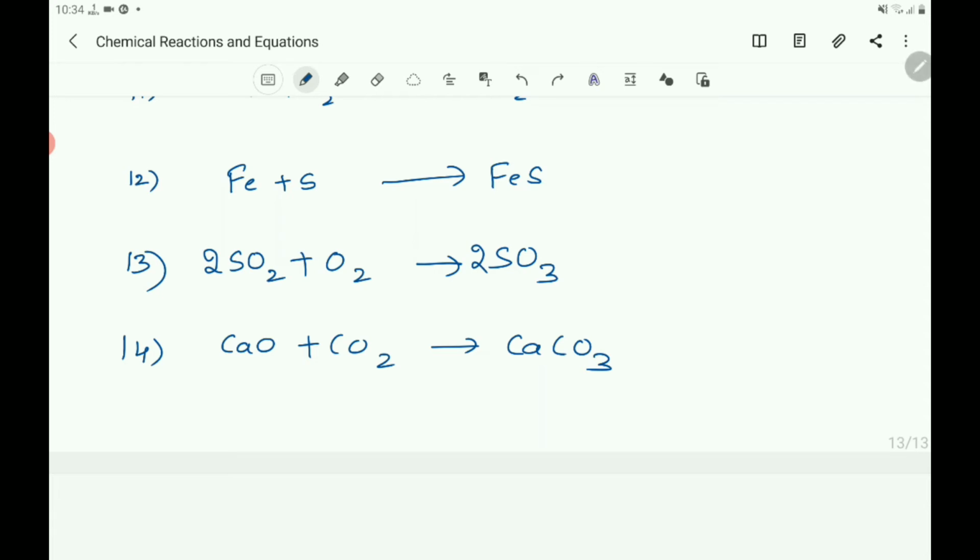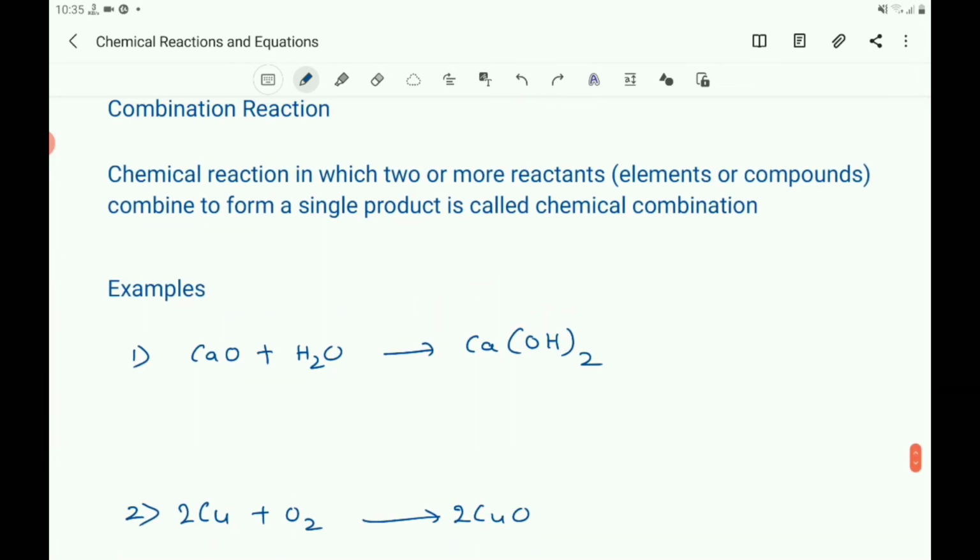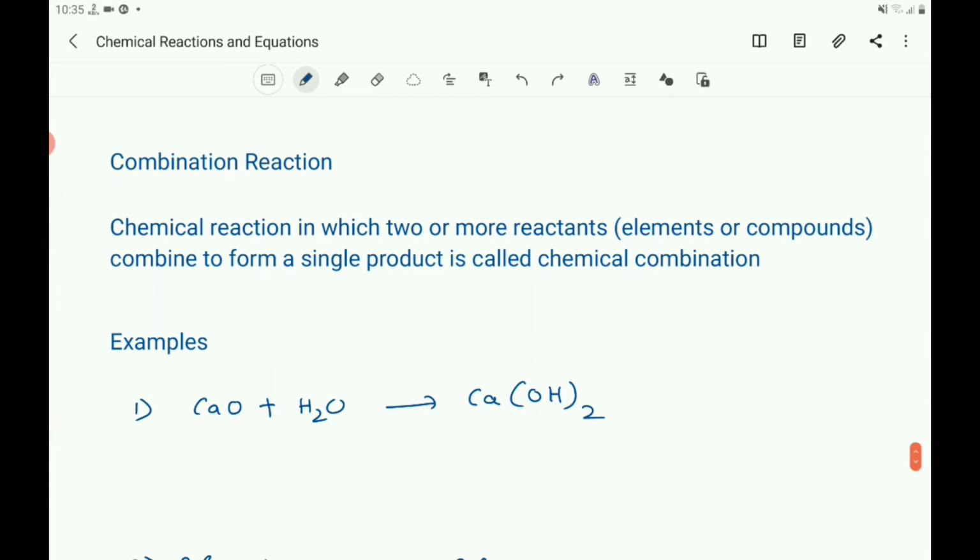Here you count the number of atoms. O3 is there. Here O2 plus 1 O, that is O3. You got 3 atoms of oxygen on both sides. Calcium, only 1 atom on both sides, and carbon is also only 1 atom. So it is also a balanced chemical equation. In this way you got more examples for the chemical combination. Here 2 or more reactants, they may be 2 elements or 2 compounds, or 1 element and 1 compound, combine to form a single product. That is the chemical combination.